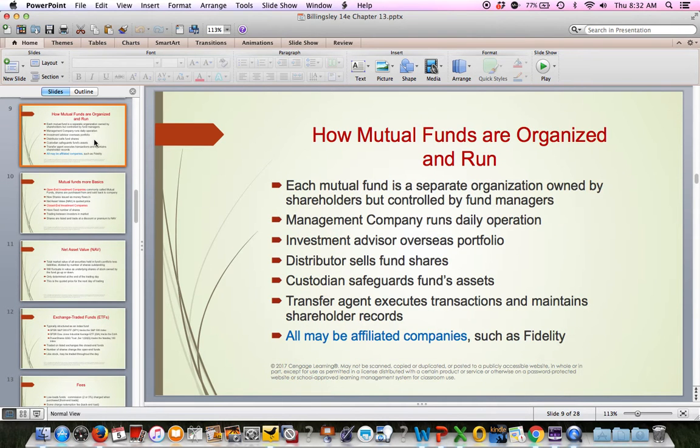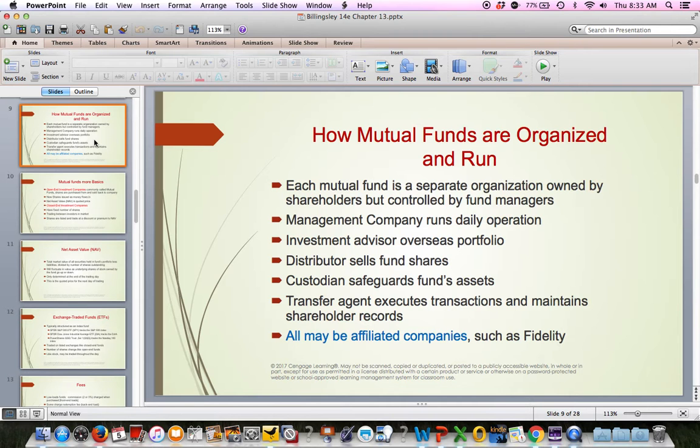Mutual funds. Each mutual fund is a separate organization owned by shareholders but controlled by fund managers. Management companies run their daily operations, and there's a lot of bookkeeping behind the scenes that mutual fund companies have to keep track of. I've worked in finance and investments, and it takes a fleet of really good people just to make sure that everything's being accounted for correctly, that everybody's portfolio balances are done correctly, and so on.